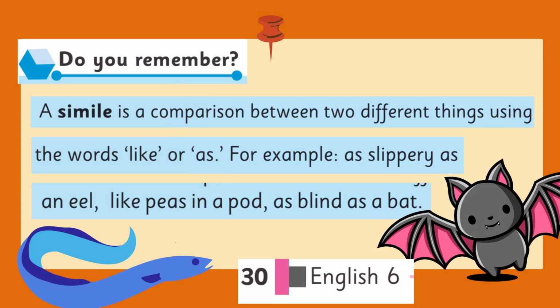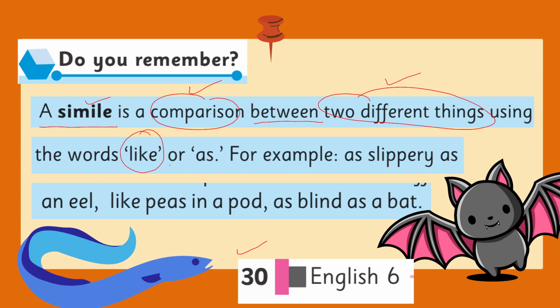Now, let's talk about our figure of speech that we are targeting here in this video lesson, and it is simile. So if you remember, this is taken from page 30 of the book. A simile is a comparison between two different things. So first thing is, it's a comparison. You compare two different things using the words like or as.